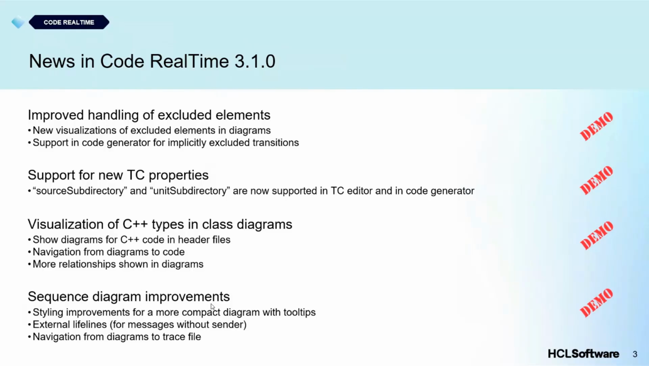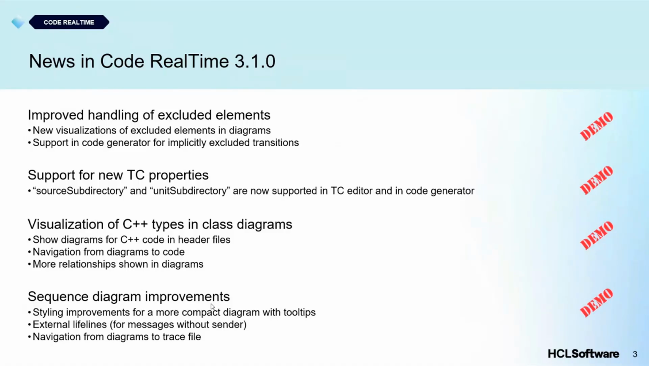We have also added support for two more TC properties in Code RealTime. This time it's the source subdirectory and unit subdirectory properties that can be set if you want to have the generated code placed under subfolders. And it's done both in the UI, in the TC editor, and also in the code generator.